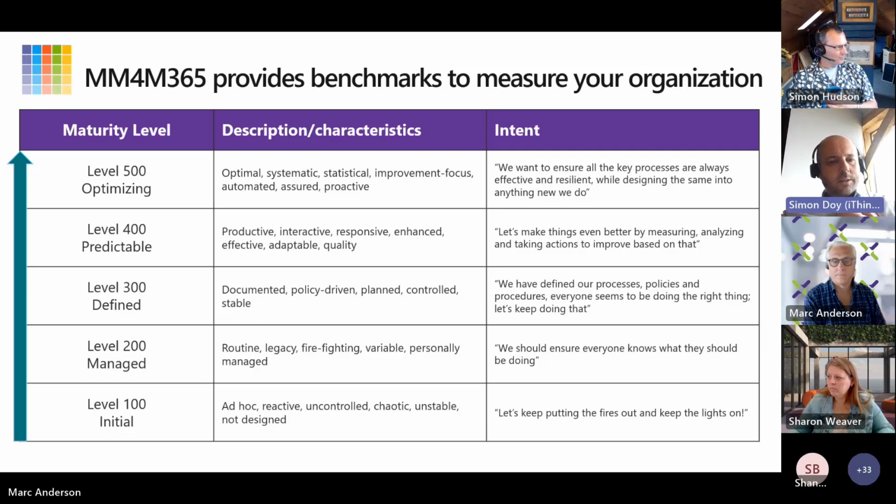Level 400 is the predictable level where we're starting to measure, test things out, and use test and measure to make things better. And then level 500, which is that nirvana, we're best of breed, we're optimizing. The competency is optimal. It's being improved. It's being automated. It's really helping drive that business forward.